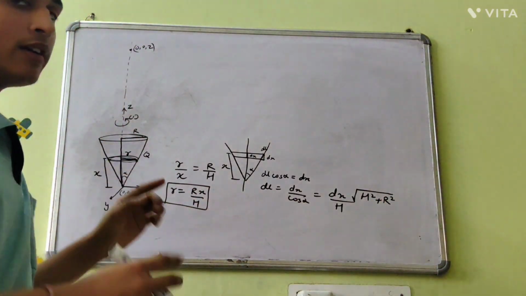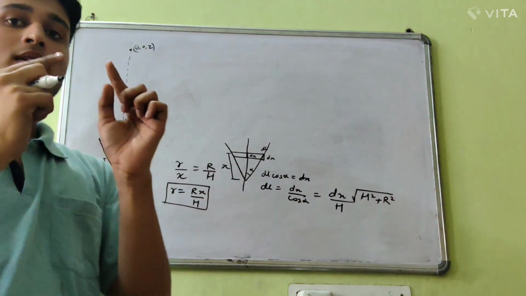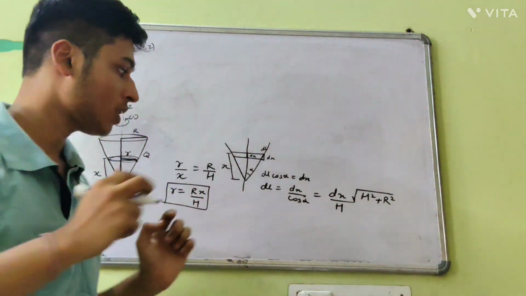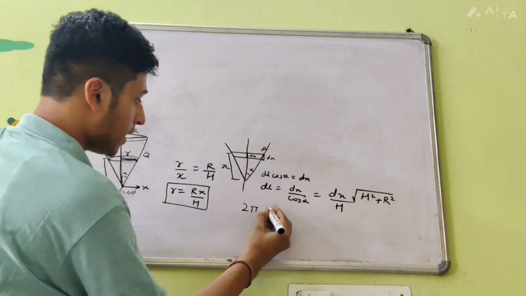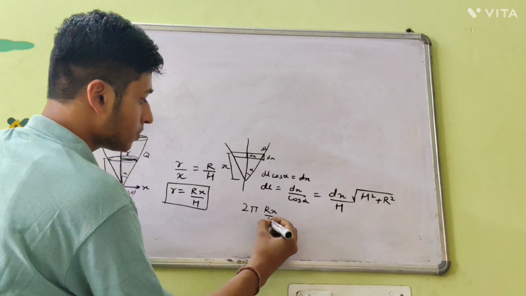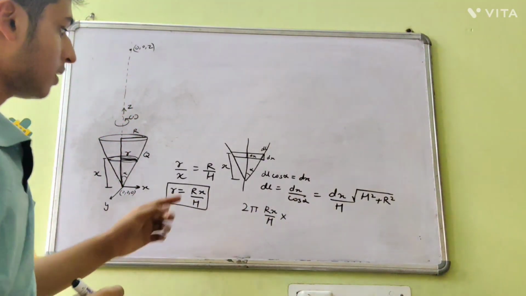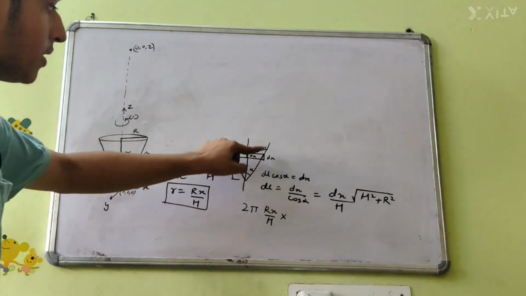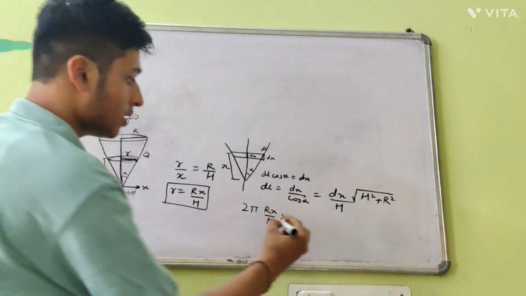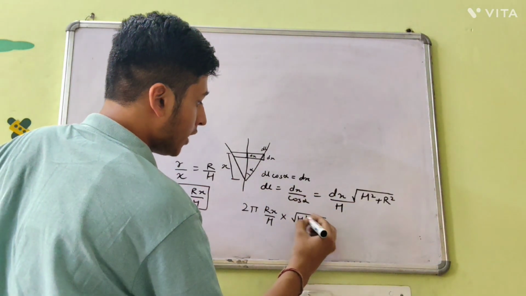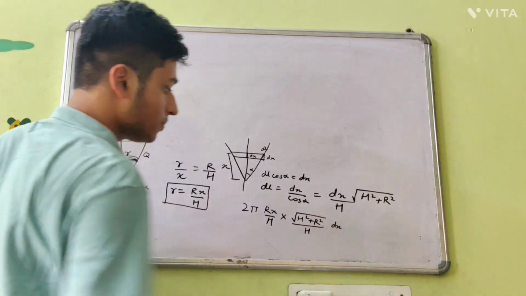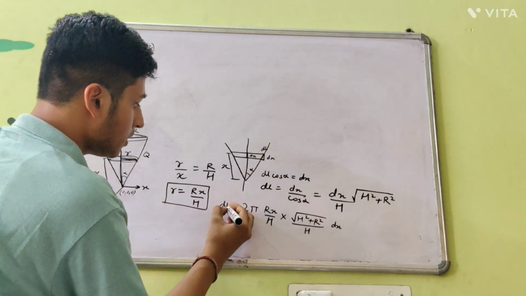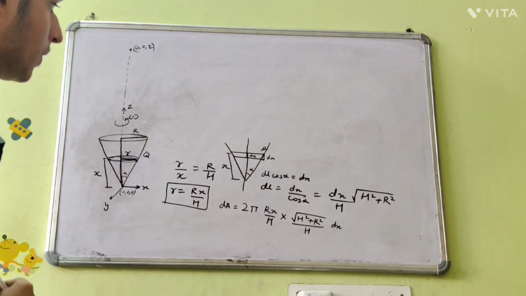The area of this ring will be the total length of its circumference multiplied by its thickness. Its circumference will be 2 pi r, so 2 pi Rx by h, multiplied by its thickness. Thickness is dl, which is under root h square plus R square by h dx. This is its small area dA.